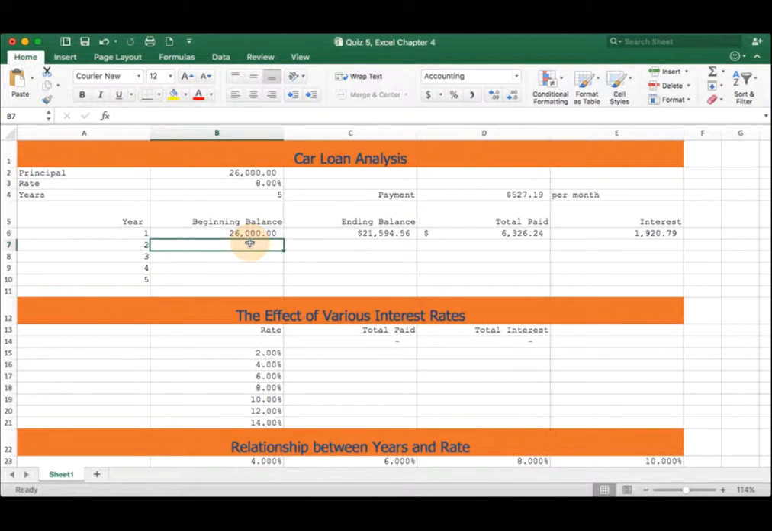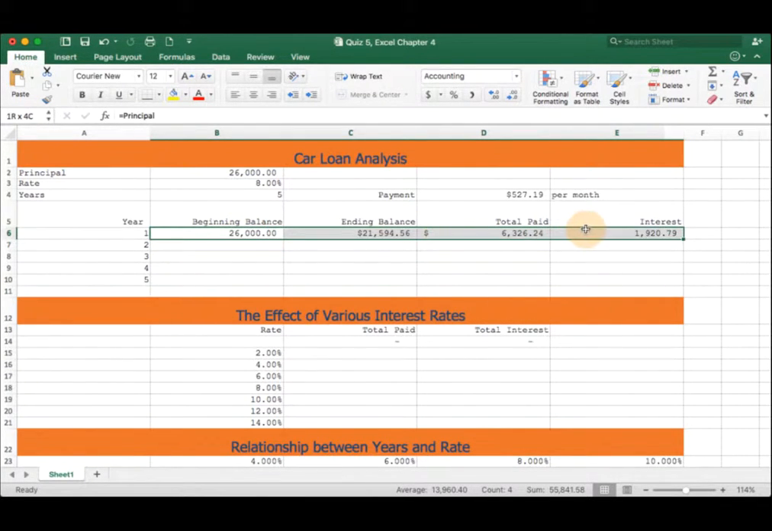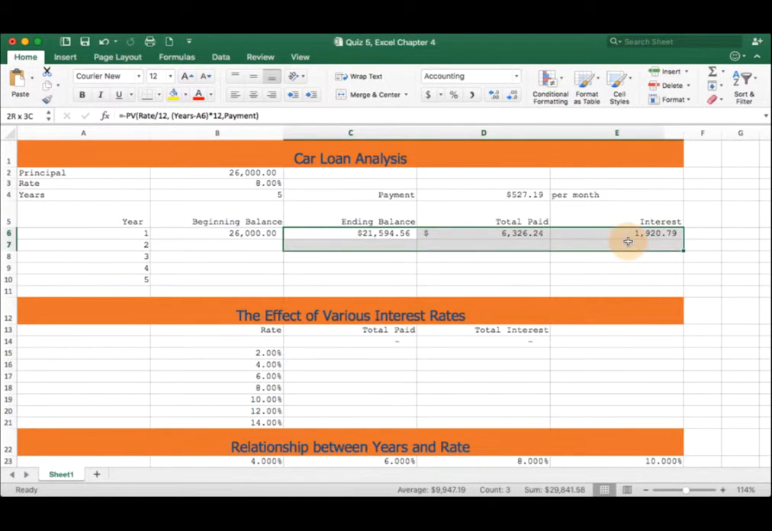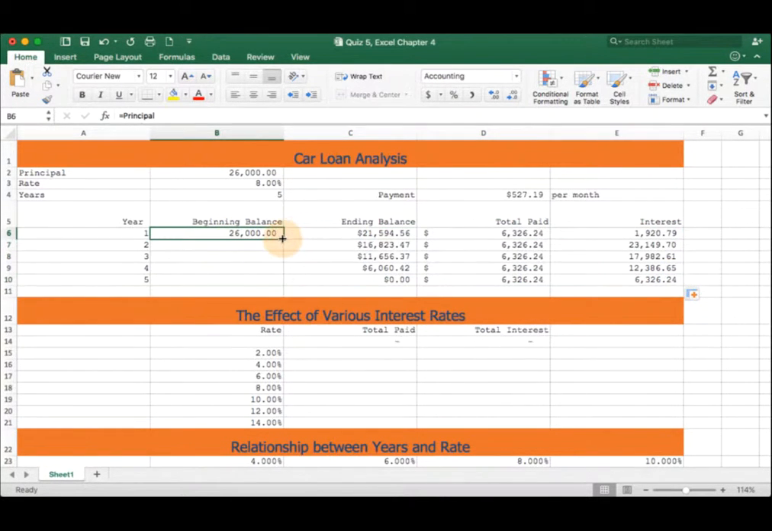And what is the beginning balance for the second year? I can't actually drag it from this moment. These 3 cells will work, but I can't really drag the first cell here. The reason being, the way we calculate the beginning balance for the second year is different. We referenced the principal in the beginning. We have to reference the ending balance of the first year as the beginning balance of the second year. So this will work.